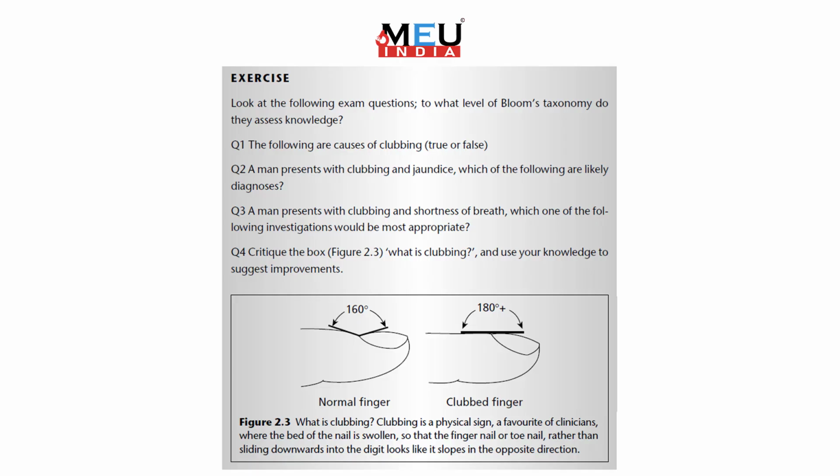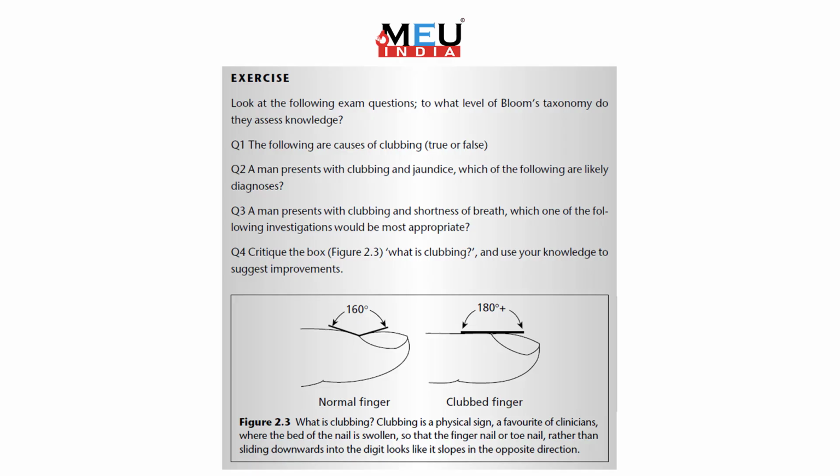Exercise. Look at the following exam questions. To what level of Bloom's taxonomy do they assess? Knowledge. Q1. The following are causes of clubbing. Q2. A man presents with clubbing and jaundice. Which of the following are likely diagnoses? Q3. A man presents with clubbing and shortness of breath. Which one of the following investigations would be most appropriate? Q4. Critique the box "What is clubbing?" and use your knowledge to suggest improvements.